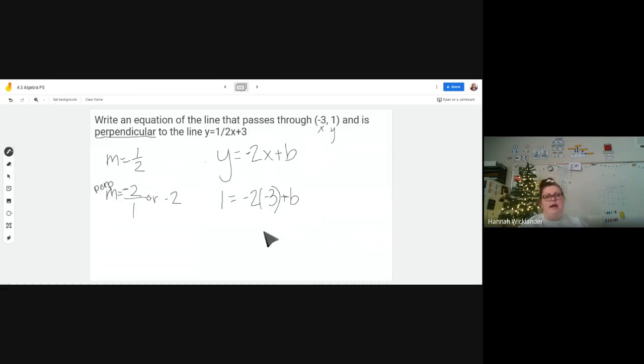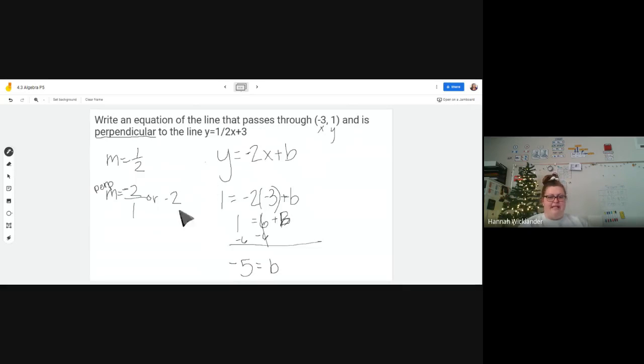Okay, now I'm going to simplify. -2 times -3 gives me 6. And nothing happened to the B and nothing happened to the 1. Now I want B by itself. So I'm going to subtract 6. My B's and my 6's kind of look the same. I need to make a better definition of it. Okay, 1 minus 6 gives me -5. These 6's cancel, equals B.